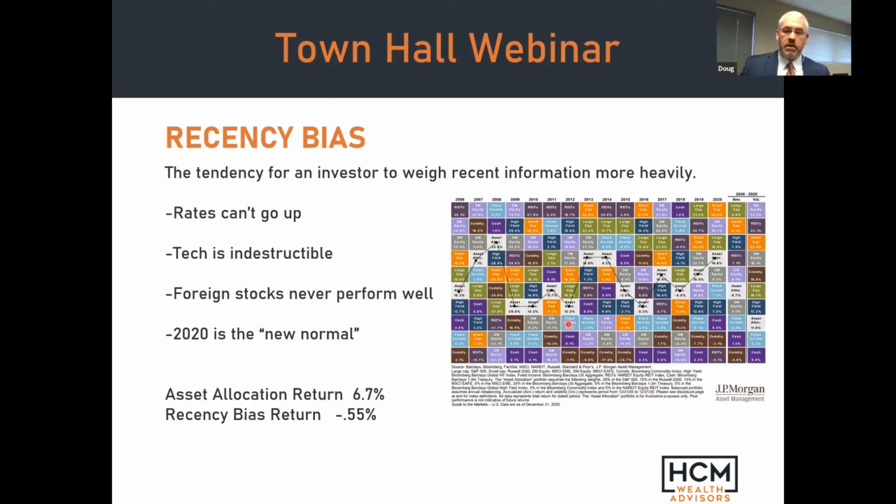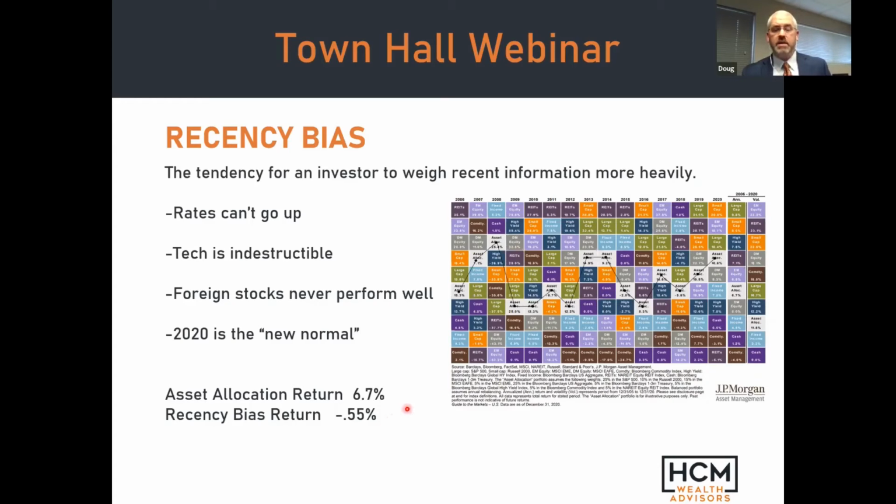Now, the recency bias return would be, and again, I understand this is an extreme example, but I think it illustrates the point. If an investor had taken 100% of their assets and invested it solely in the asset class that performed the best the year before, their annualized return over that time period would have been negative 0.55. So think about what the market's done over the past 15 years. It's done pretty well. To generate a negative return over that time period with a strategy like that is kind of crazy. So I think there's probably a lot of recency bias being implemented in the market right now.